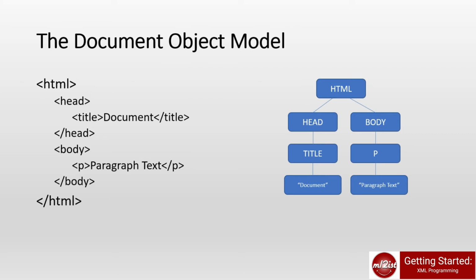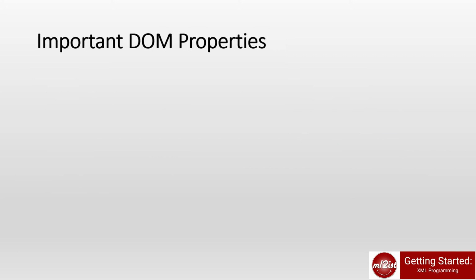So each one of these is a node in the document, and we can express the relationship between these nodes using familiar family names. So for example, the head and the body are child nodes of the HTML node, which is said to be the parent. The title is a child of the head node. The document is a child of the title node. The head and the body nodes are said to be siblings of each other. And you'll see this terminology used throughout the DOM API.